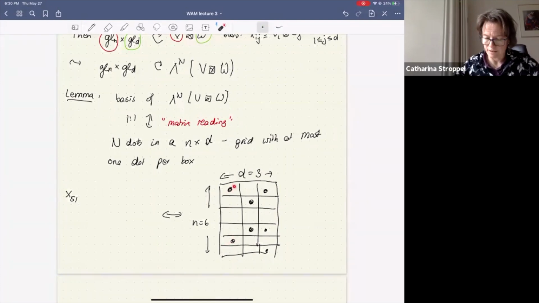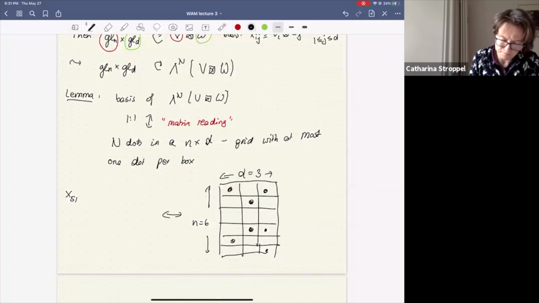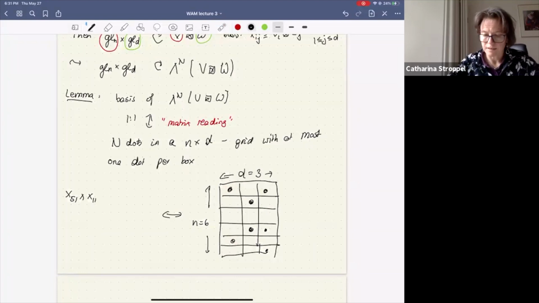And the next dot is here. It's in the spot 1, 1. So I put a wedge and write 1, 1. Then the next one is here. So this is the spot 4, 2.